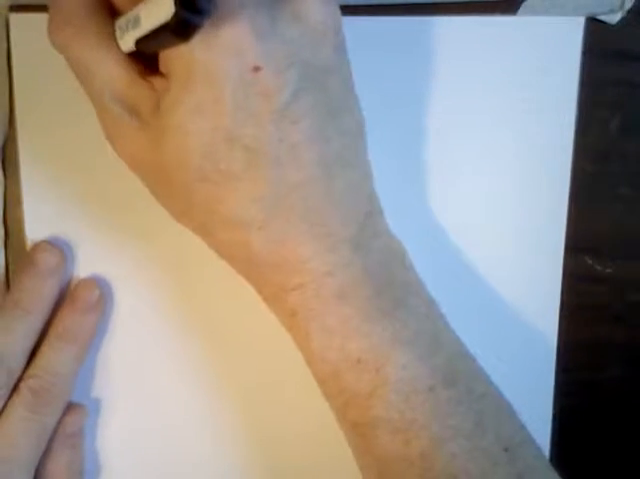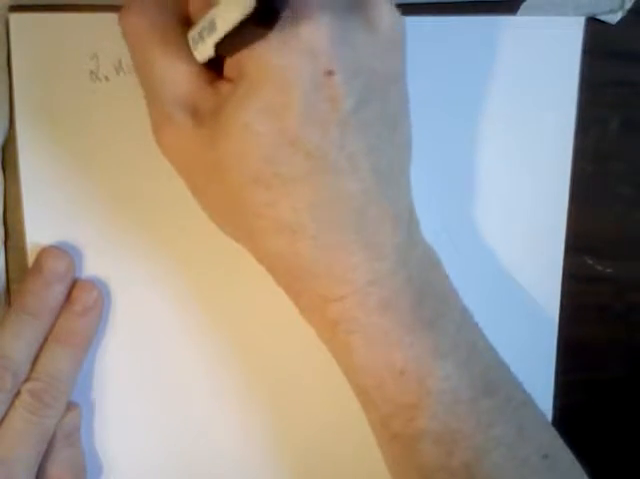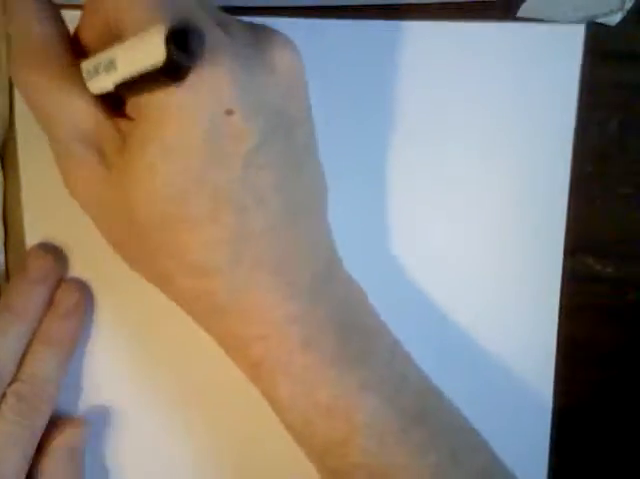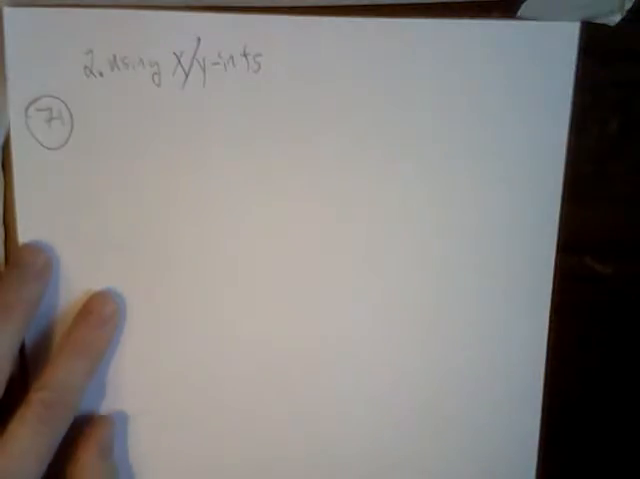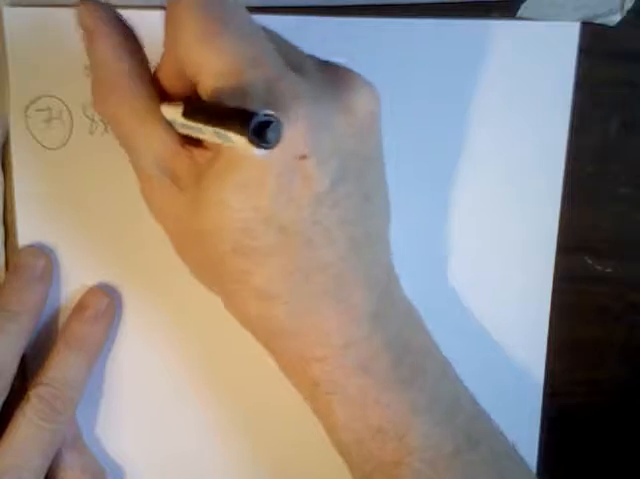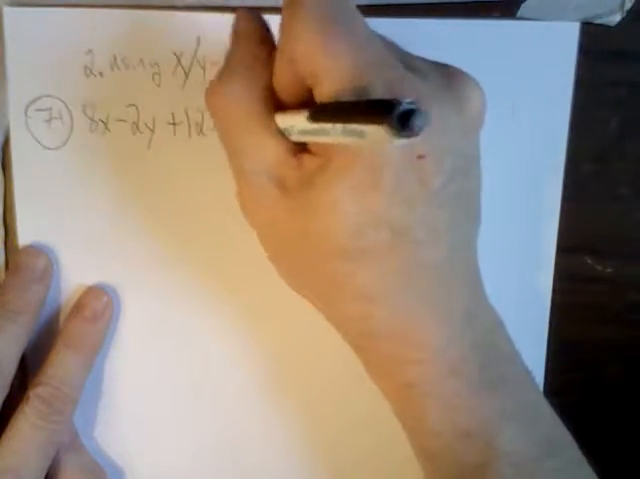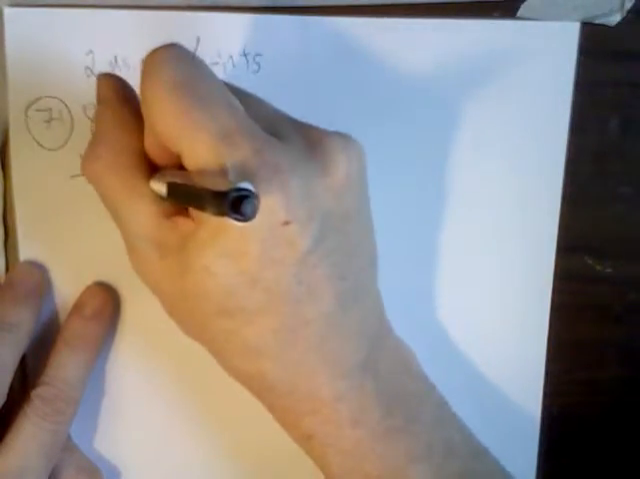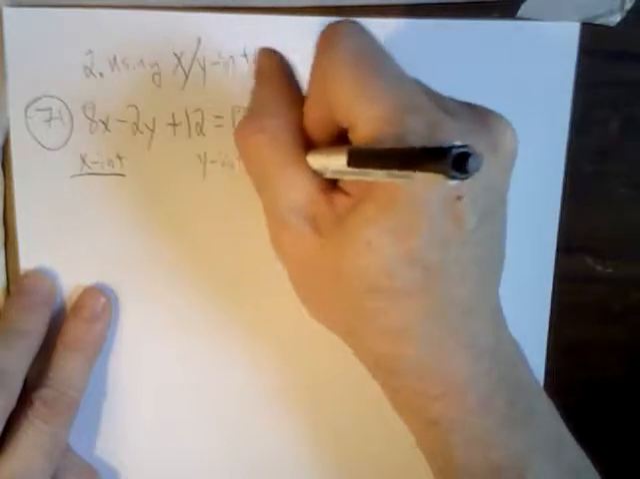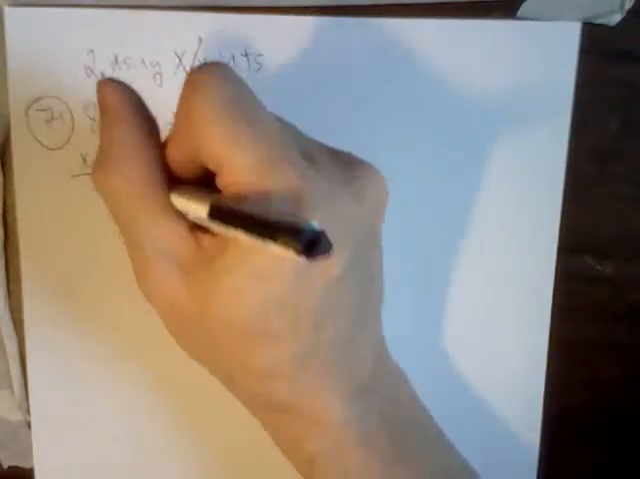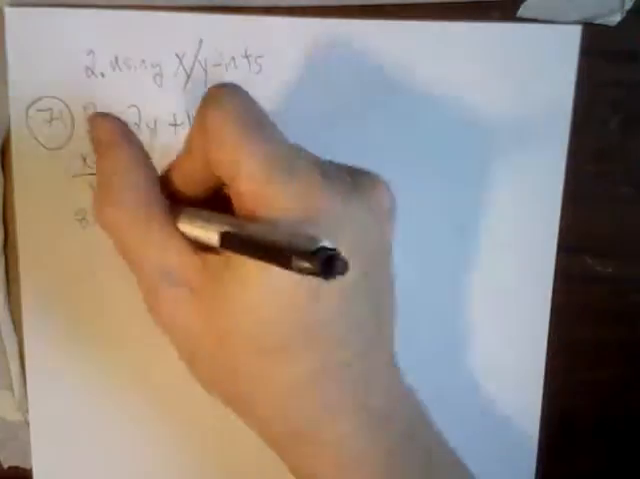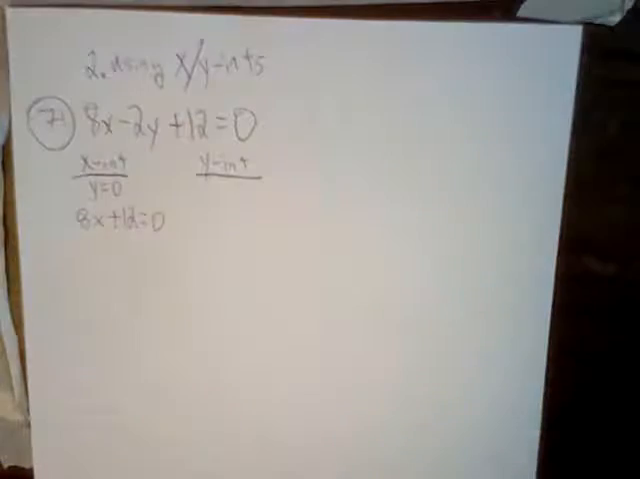What else? The other method you could try then, if you don't want to do that, is using the x and y intercepts. This is usually what I would do. So let's look at 71 this time. And we have 8x minus 2y plus 12 is equal to 0. Get an x-intercept going and your y-intercept going. So again, for the x-intercept, you're letting y equal 0. So you'll have 8x minus 2 times 0, and then plus 12 equals 0.